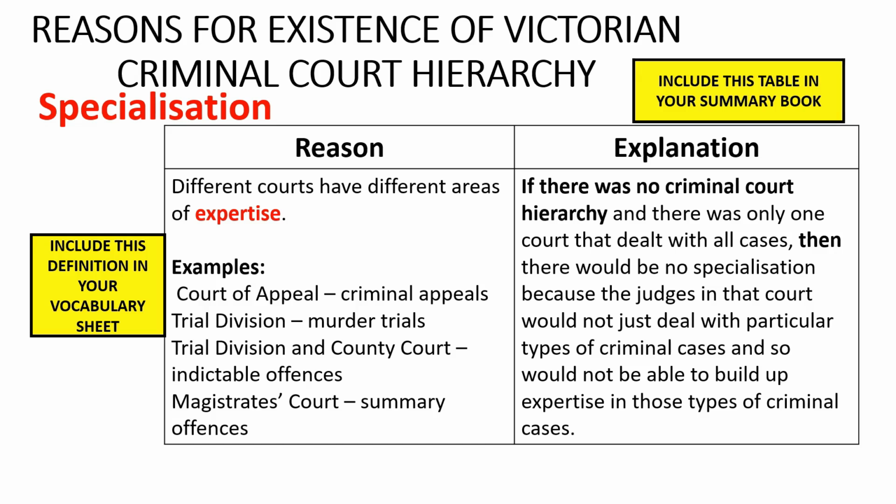Using the counterfactual, if there was no criminal court hierarchy, then we could explain this reason for having a Victorian criminal court hierarchy by saying, if there was no criminal court hierarchy and there was only one court that dealt with all cases, then there would be no specialisation because the judges in that court would not just deal with particular types of criminal cases and so would not be able to build up expertise in those types of criminal cases.